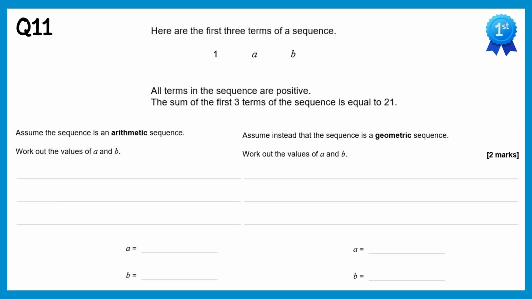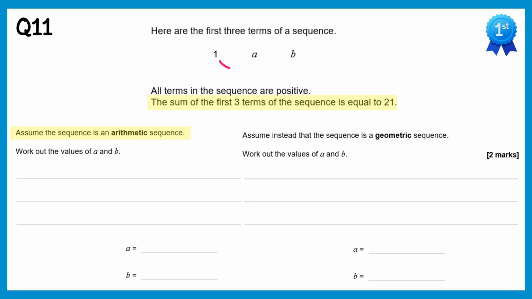For this question, we're told the sum of the first 3 terms of this sequence is equal to 21. And we first of all need to assume that the sequence is an arithmetic sequence. If it's an arithmetic sequence, this means to get from one term to the next one, you're either going to add on a number or take away a number.